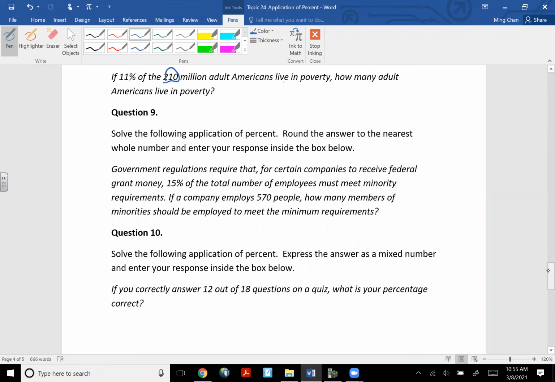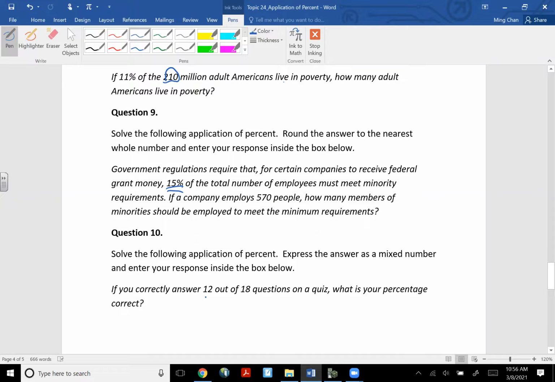All right, question 9. Government regulation requires that for a certain company to receive federal grant money, 15% of the total number of employees must meet minority requirements. If a company has 570 employees, how many minorities should be employed? The total number of employees is 570. 15% of that 570 has got to be minority. So in this question, you're looking for the part. 570 is the whole.